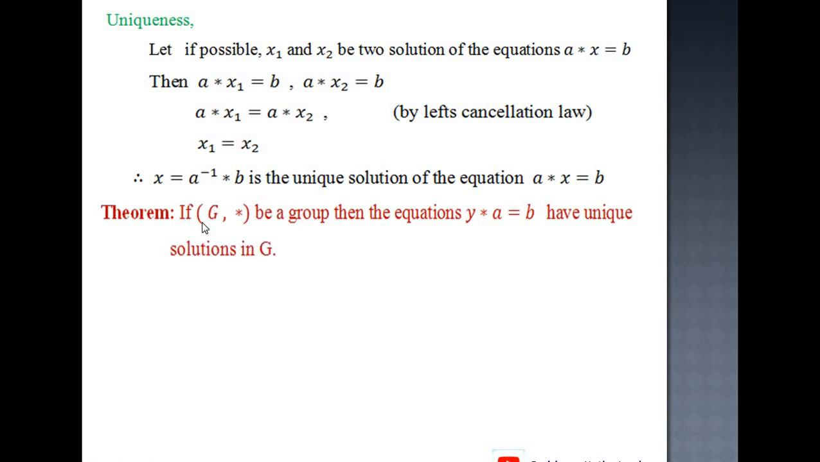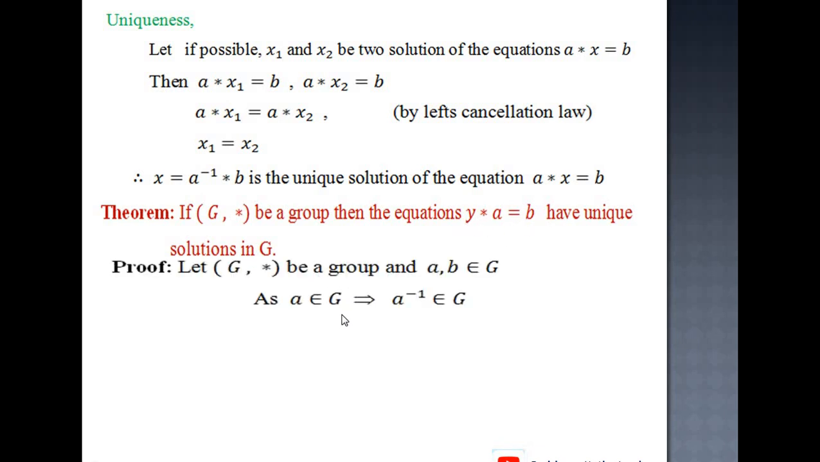Next, if (G, star) is a group, then the equation Y star A equal to B has a unique solution in G. Here we take the equation Y star A equal to B. We have to prove this equation also has a unique solution in G. Proof. Let (G, star) be a group and A, B belong to G. A belongs to G implies A inverse also belongs to G because G is a group, so the inverse exists.